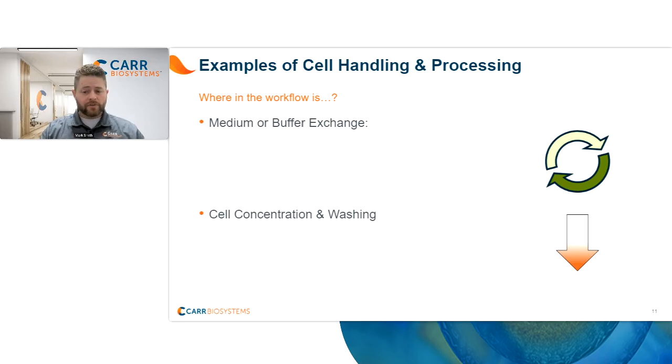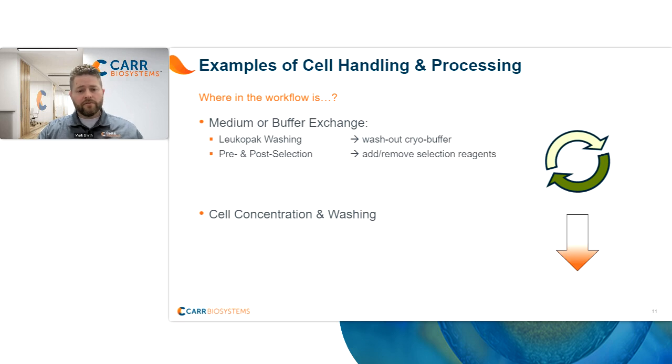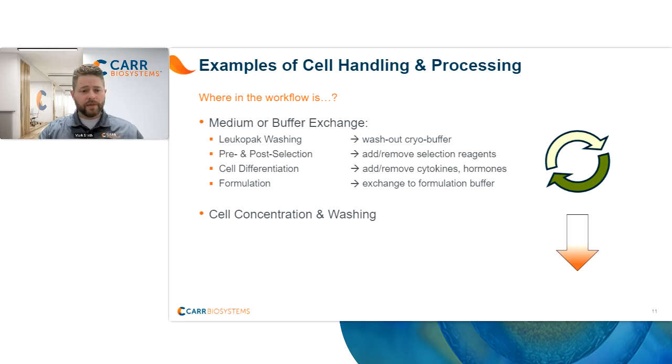Really all across the workflow here. We see leukopak washing, for example, in buffer media exchange, where you may want to wash out cryo buffer or other elements in the leukopak. Pre and post selection, where you might want to be adding reagents or removing reagents. Cell differentiation, adding cytokines and hormones or removing them, is also just as critical. Formulation, getting into the right formulation buffers. Those are a couple of examples of where you might find media exchange across the workflow.